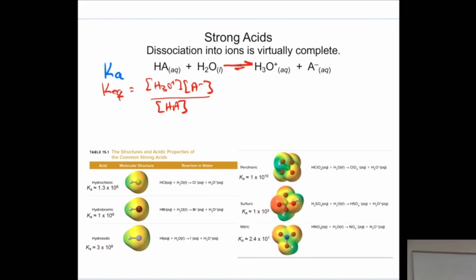Now here is a list of the 6 strong acids. There's only 6 of them that you need to worry about. In fact, I think there's really only 6 that we classify as being strong. So you could just memorize them.